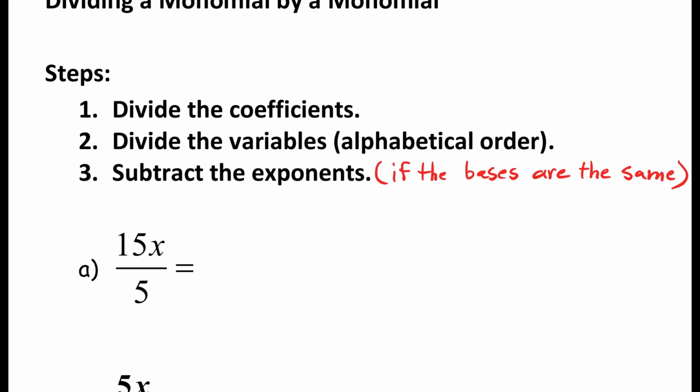In this first example here, we have 15x divided by 5. Now, following our steps above, we want to first divide the coefficients, and then we want to look at the variables. So our coefficients would be 15 and 5. So we have 15 over 5, and we have a variable that we'll deal with after, which is on the side. So 15 divided by 5 equals 3. And now we have a variable on the top, but there is no variable on the bottom. So these variables go unaffected. So we would just write them down as 3x.